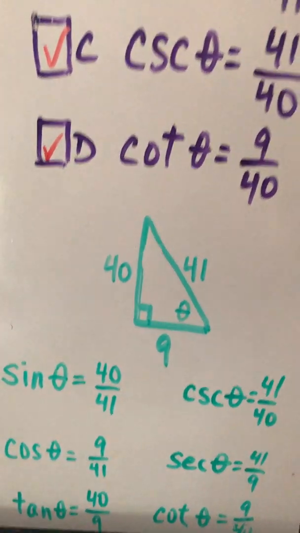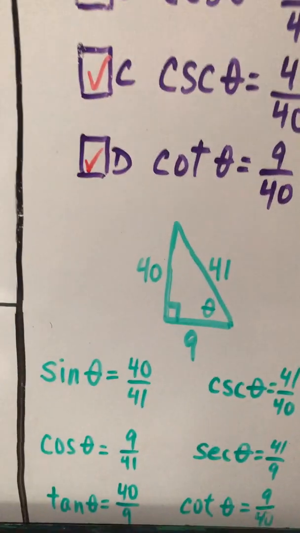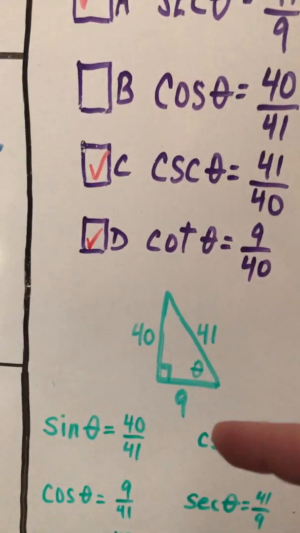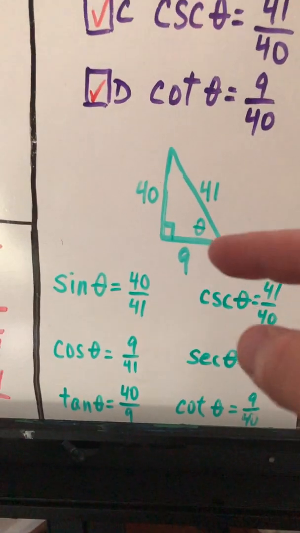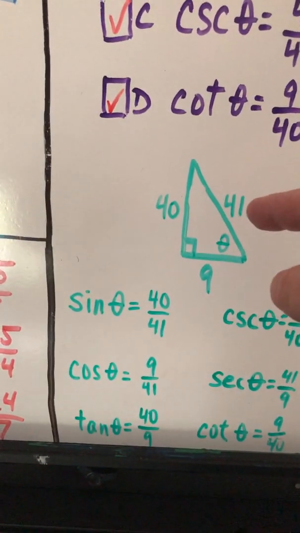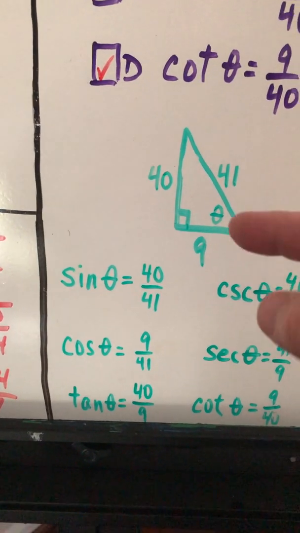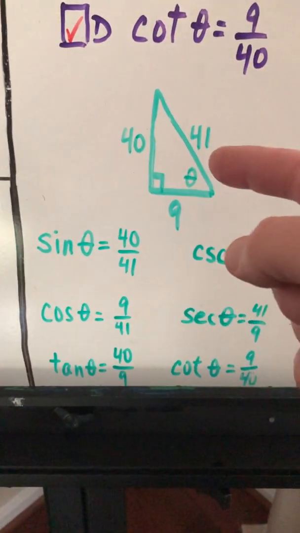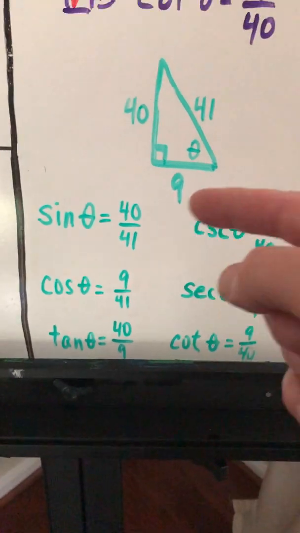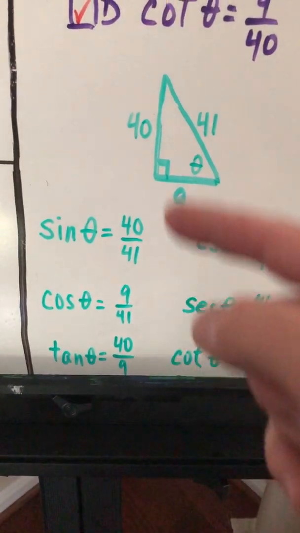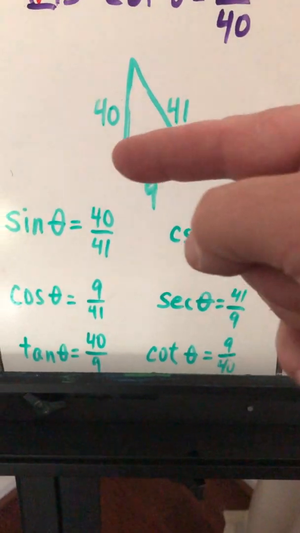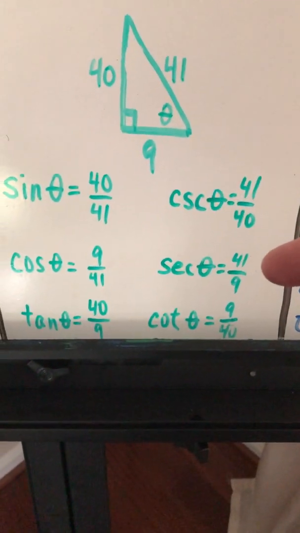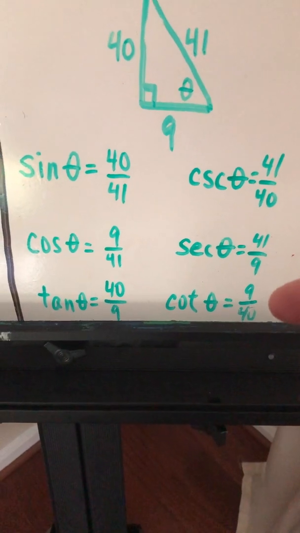Opposite over adjacent. So what you need to do for this problem is set all of them up for yourself. Put the 41 in the hypotenuse. Then tell yourself, okay, sine is 40 over 41. Cosine is 9 over 41. Tan is 40 over 9. Cosecant is 41 over 40. Secant is 41 over 9, and cotangent is 9 over 40.